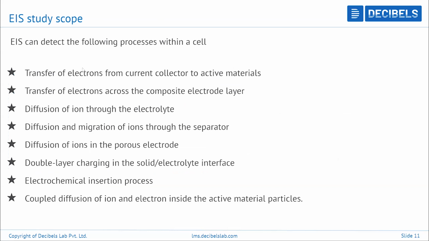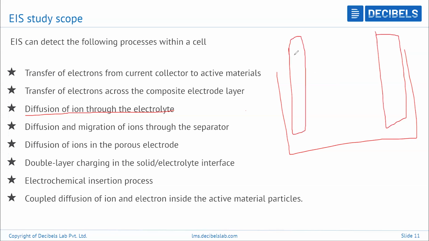So the scope of the EIS studies: what you can capture about the cell, that is, the transfer of electrons from the current collector to the active materials, transfer of electrons across the composite electrode, diffusion of ions through the electrolyte, and diffusion and migration of ions through the separator. If this is your cell, as we used to typically represent it in our college days: anode, cathode, a separator, and the electrolyte. Also diffusion of ions in porous electrodes and double layer charging at the solid electrolyte interface. These are some of the details we can study through EIS.